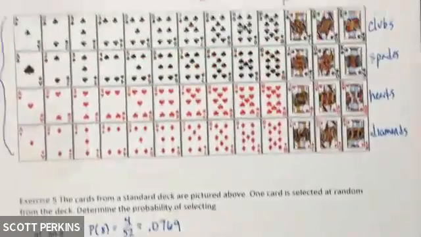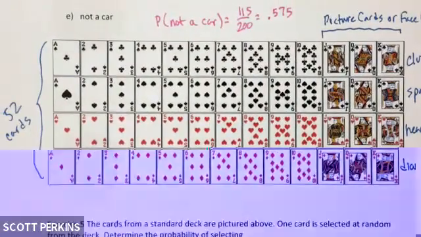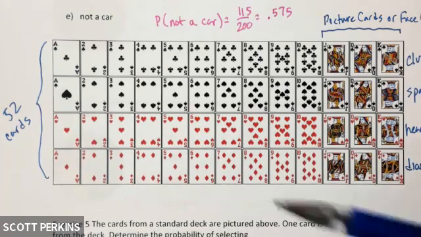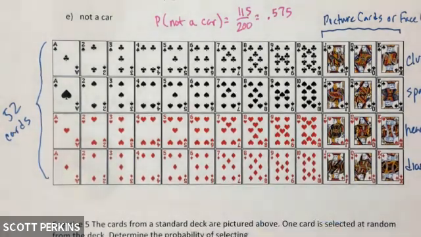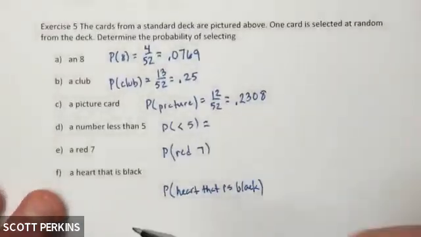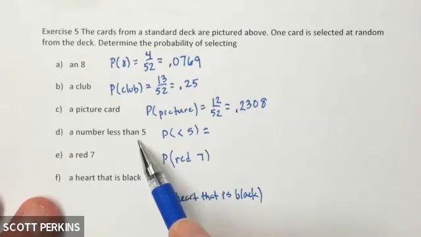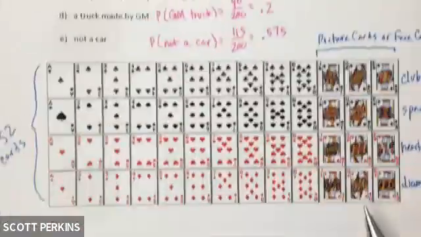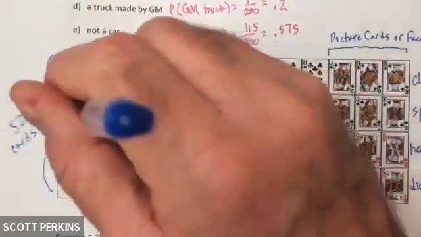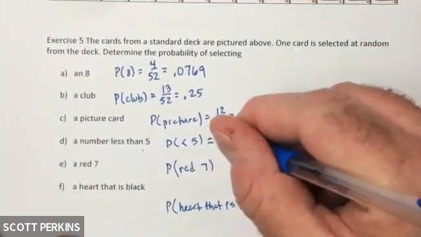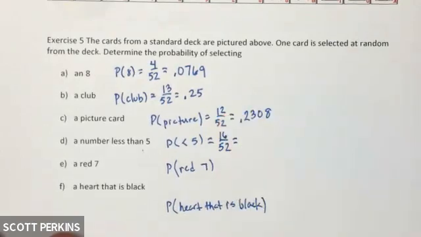How many cards less than 5 are there? I'm sorry? It's less than 5. It's not less than or equal to 5. That's okay, it's great to make that distinction. The answer would be 20 if I said the number is less than or equal to 5, because then we would include it. But since I just said less than, we're only going to consider these 16 right here, the ace through the 4 of each of the suits. So that is 16 cards out of the 52, which reduces to 4 out of 13.